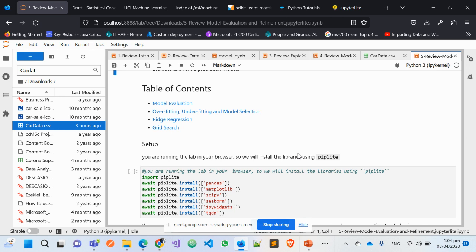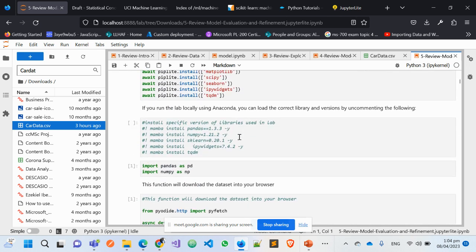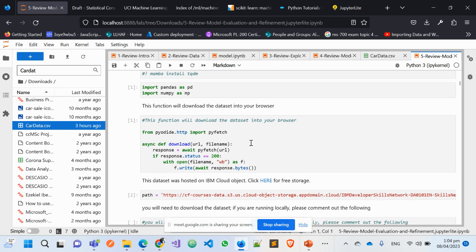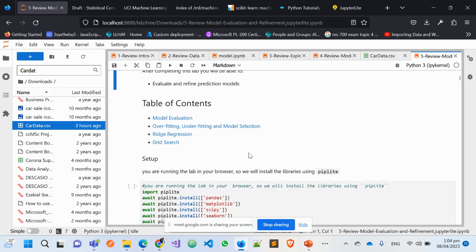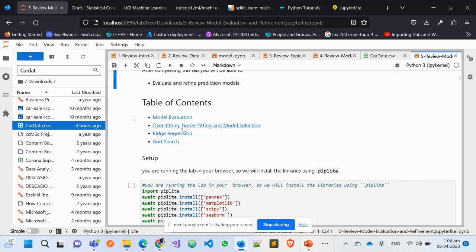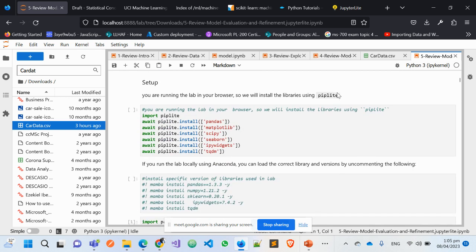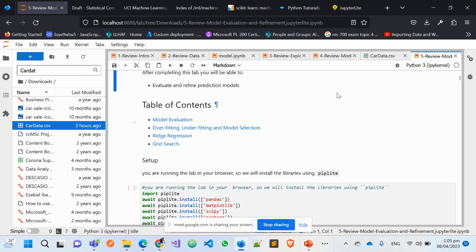So hence why we are on module 5, helping us to evaluate our model and its accuracy. The content here is overfitting after the model evaluation, underfitting and model selection, ridge regression, and grid search. Understanding the dynamics of this will help you to get clarity.